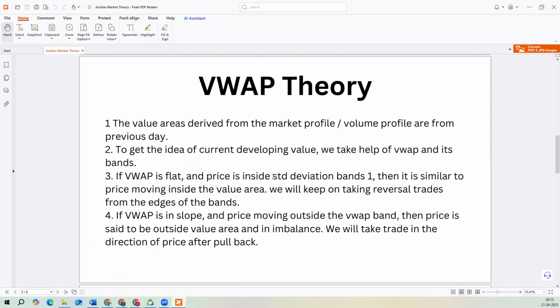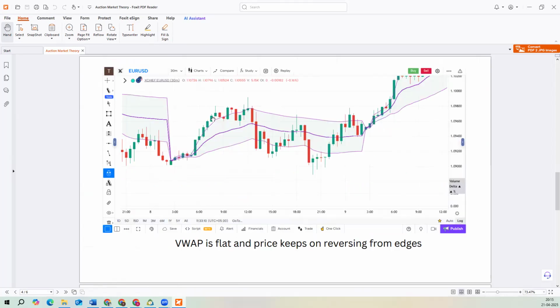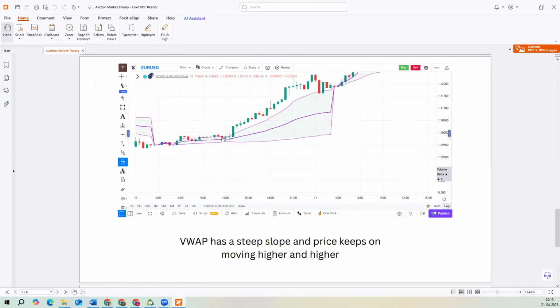However, if VWAP is in slope, then we can think that the price is in imbalance. How it looks: you can see here the VWAP is flat, and the price is moving from value area high to low. But here you can see that the VWAP is in slope, the price is in imbalance, and it just keeps on moving higher and higher. So these are two things. First we learned the auction market theory, and now we learned the VWAP slope.